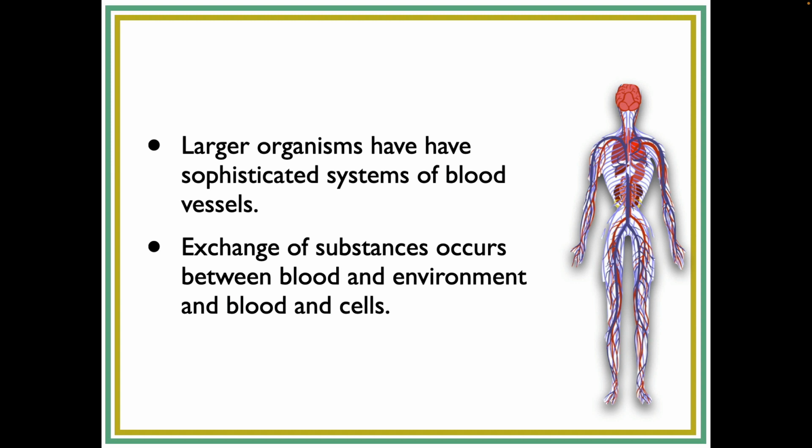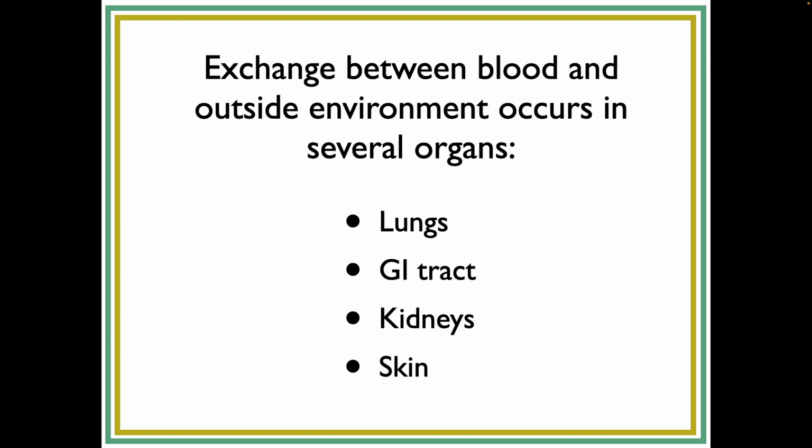Intestinal tract. There you go, GI tract. Okay, so exchange between blood and the outside environment occurs in several organs. We're just talking very generally, but lungs, GI tract, kidneys, and skin are some examples. And Cody made an excellent point.